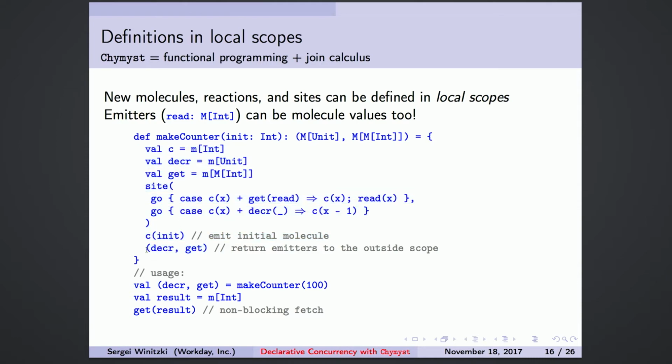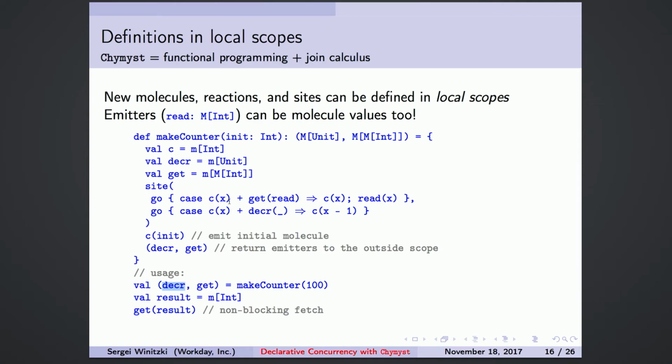The function will return the emitters for the molecules decr and get, but it will not return the emitter for the molecule C. And the result of that is the outside code can make a counter, so it will create this counter C and emit it, but the outside code does not have any access to this counter. It's completely encapsulated. So it can get the value, it can decrement the counter, but it cannot screw up the chemistry. So an example of screwing up would be to emit 5 more molecules C with different values.